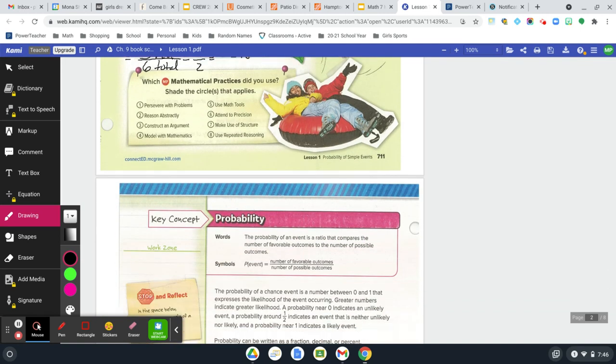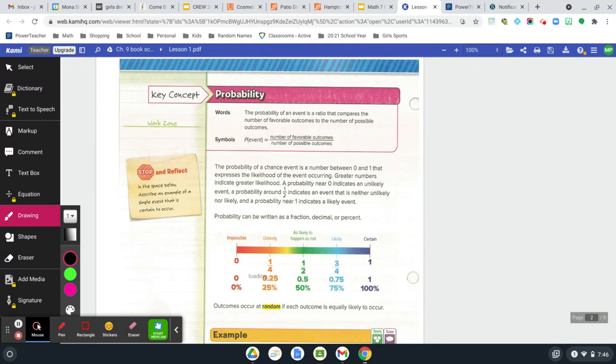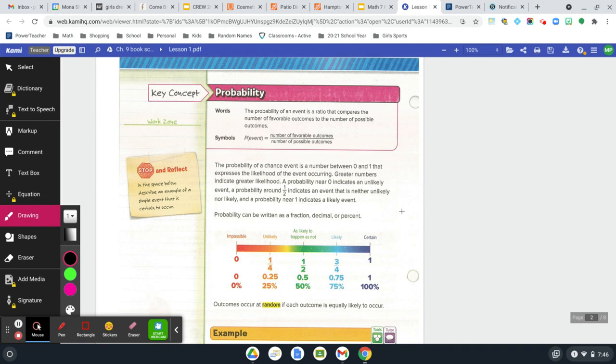Okay, let's keep going. Let's start to look at probability, the definition for it on page 712. In words, it says at the top, the probability of an event is a ratio that compares the number of favorable outcomes to the number of possible outcomes. You see that fraction there, or the ratio, we can call it, number of favorable outcomes in the numerator, number of possible outcomes in the denominator.